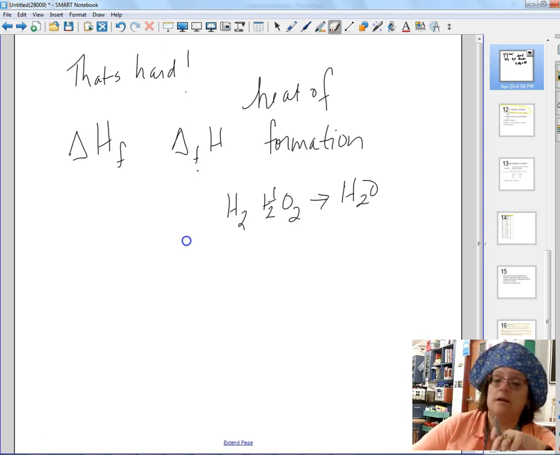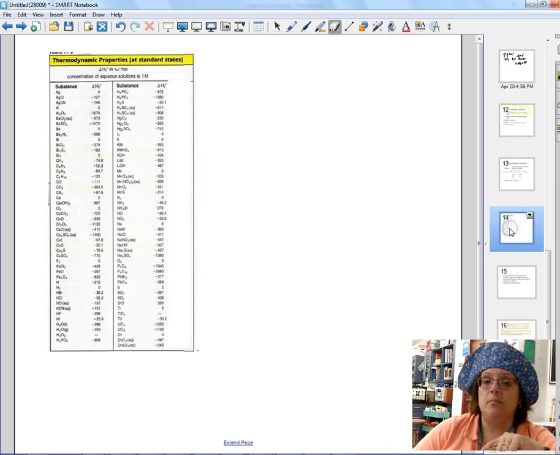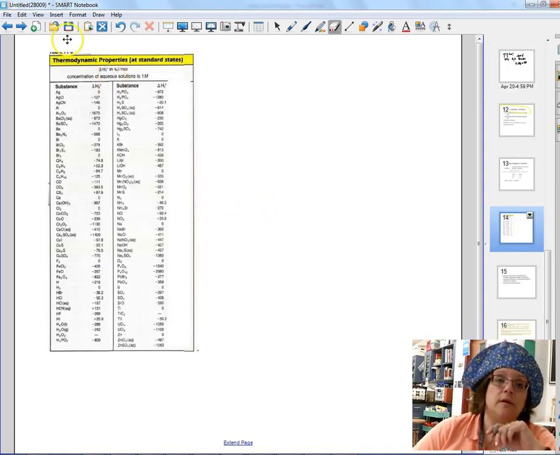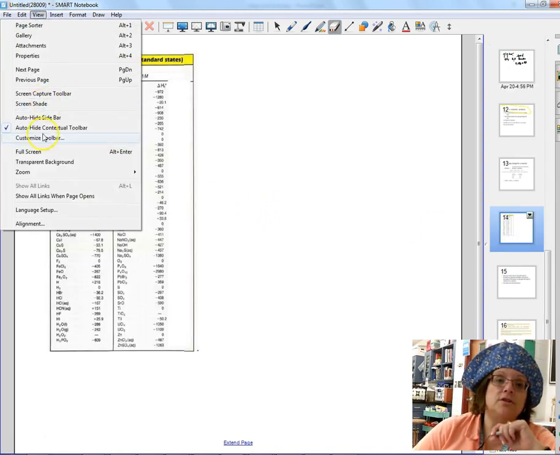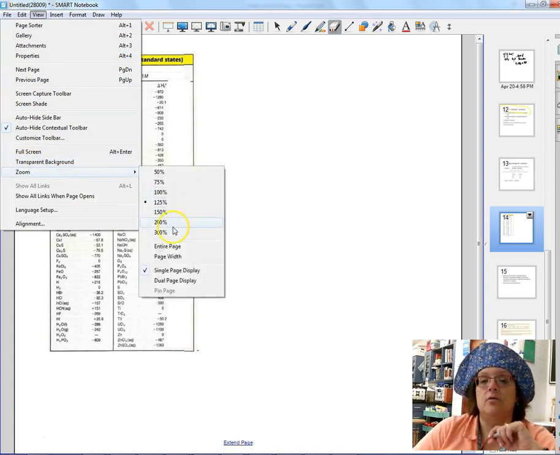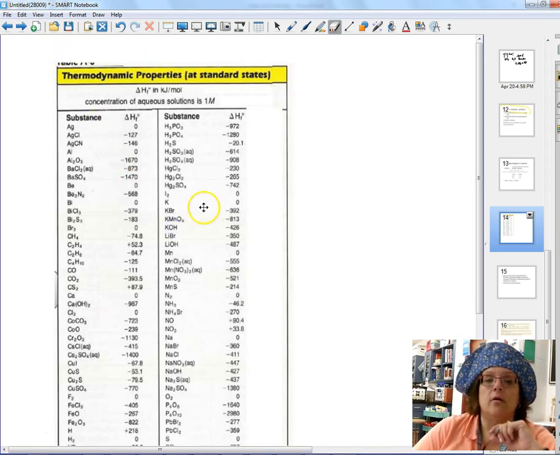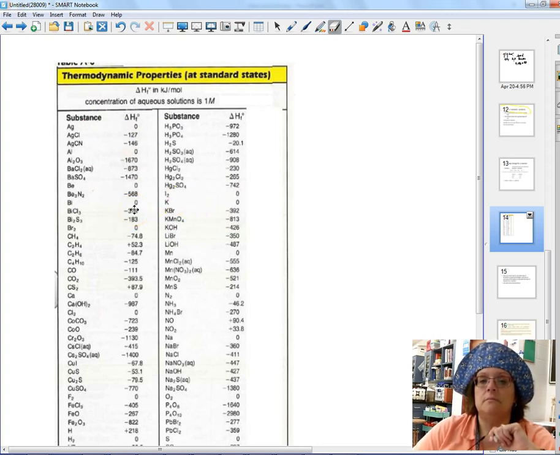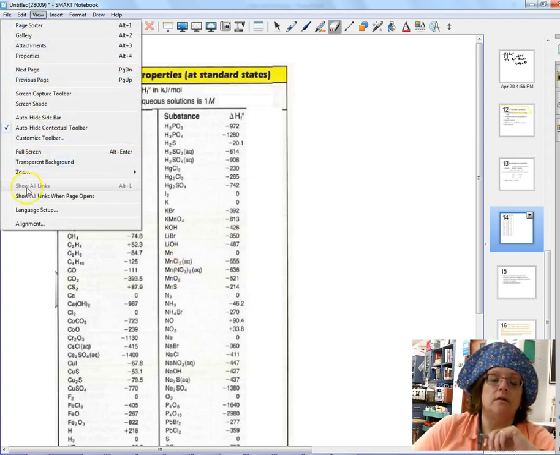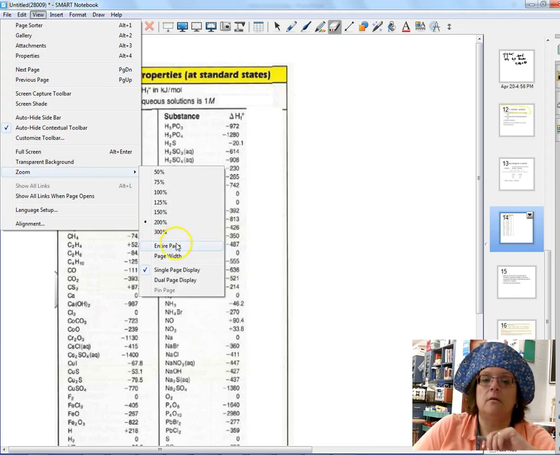For that, you're going to need a table, and I have tables in my classroom that you can use to just kind of give you an idea here real quick. Here are some substances, energy, enthalpy of formations for different compounds and elements. And you'll notice, I'm going to go ahead and zoom again, maybe.